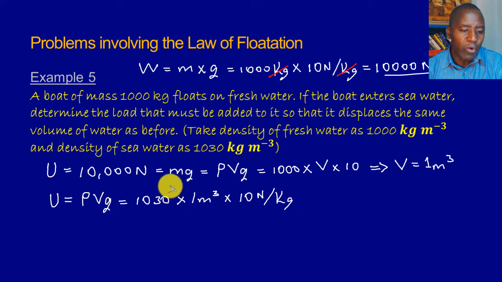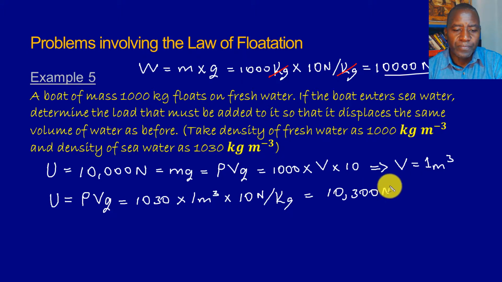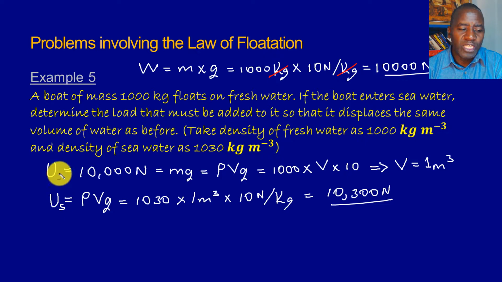Of course, over here, I ought to have put kilograms per meter cubed so that the units cancel out and I will be left with newtons, and that will be 10,300 newtons. This will be the upthrust in seawater. Let me say this one is seawater or salt water. This is the upthrust in fresh water. You can see that the upthrust in seawater, which is salt water, is higher than the upthrust in fresh water.